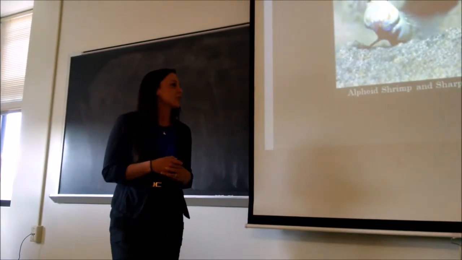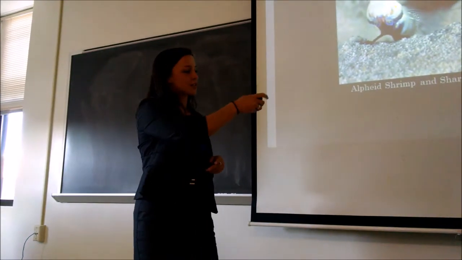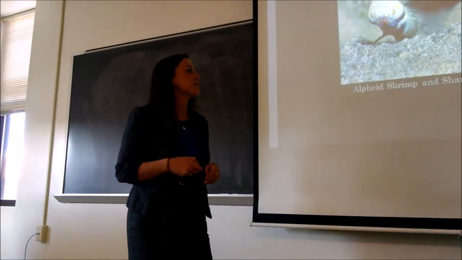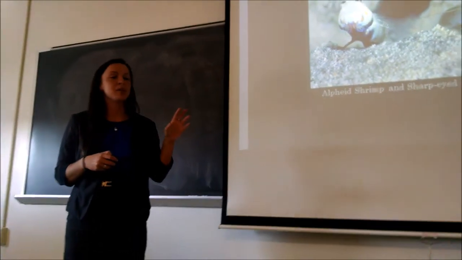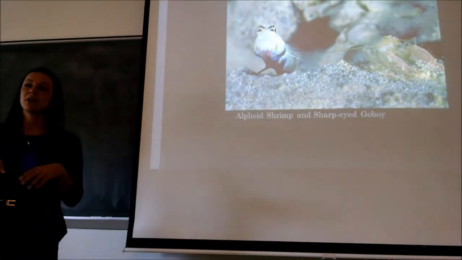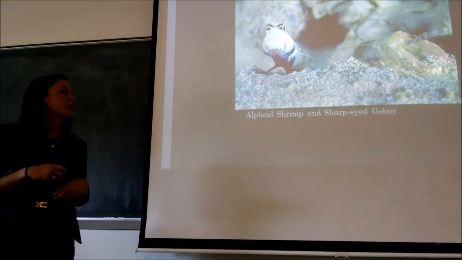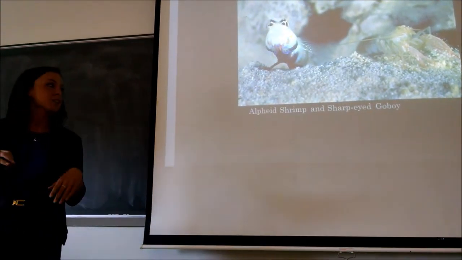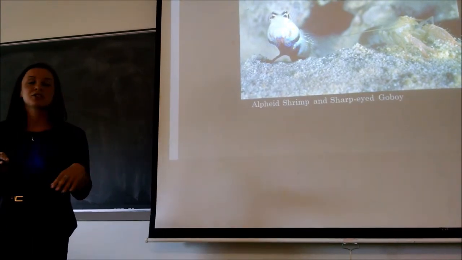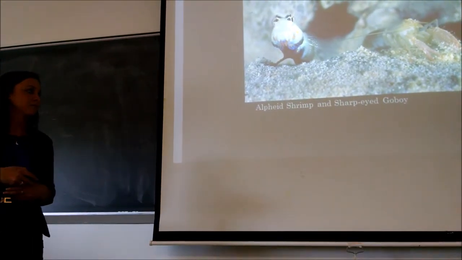So this is another example. This is an L5 shrimp, the shrimp there on the right, and on the left, we have the sharp-eyed goby. The shrimp is completely blind, but he digs burrows in the sand, while the fish on the left watches for predators. So when a predator comes along, the fish alerts the shrimp, and they both escape down into a burrow.